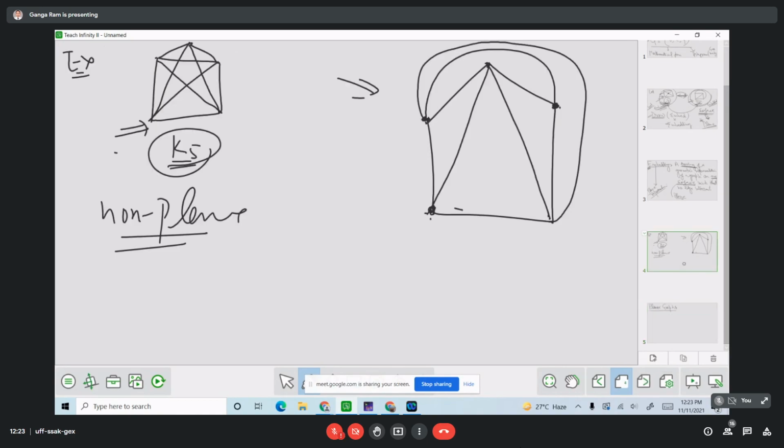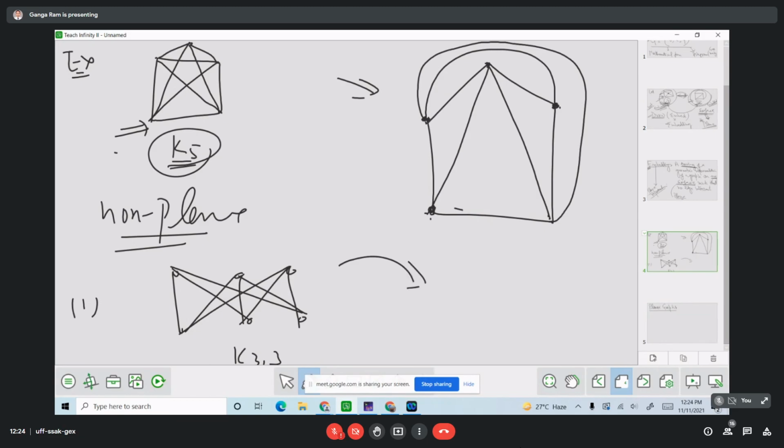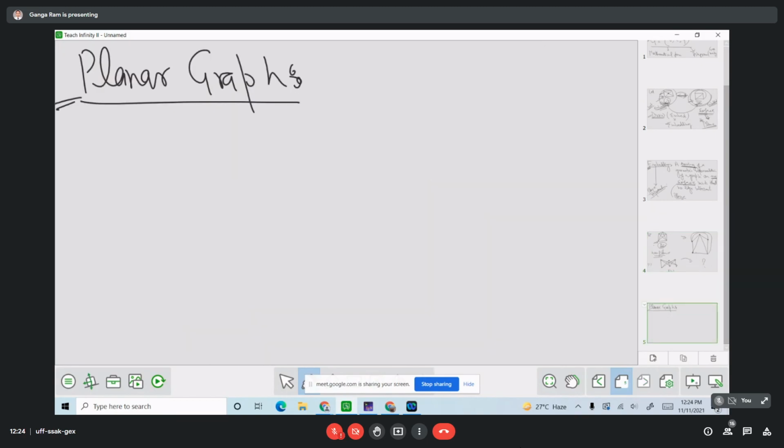Also, this is one example again, and you can use it. This is the K33 graph, and you know about the K33 graph very well. Does some geometrical representation exist for this graph without crossing the edge? Check. Okay. What is the plane representation?